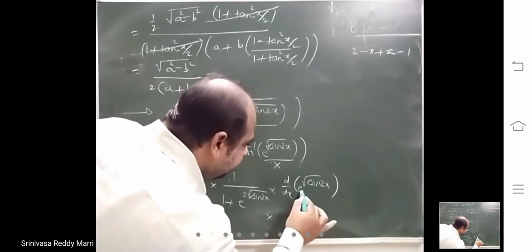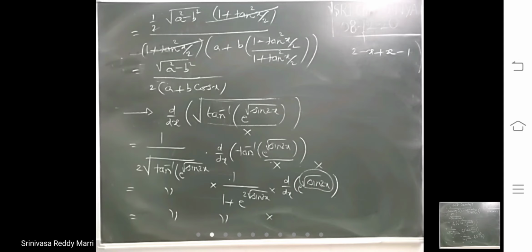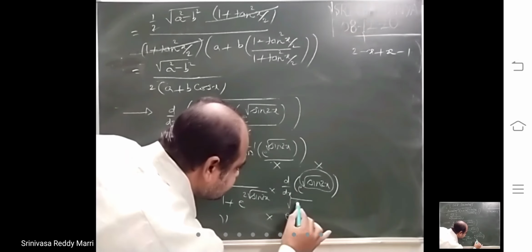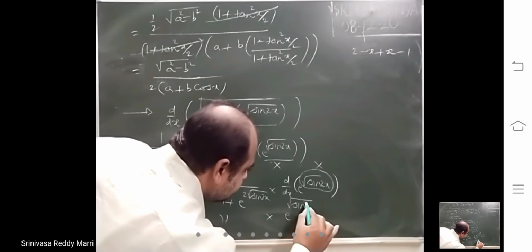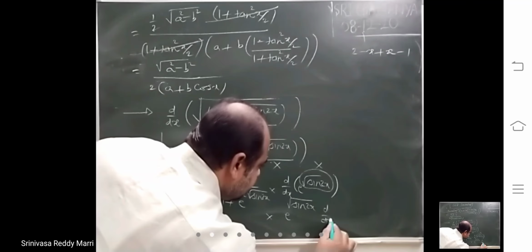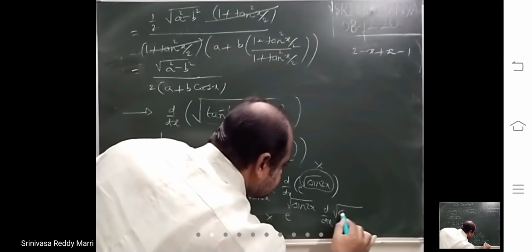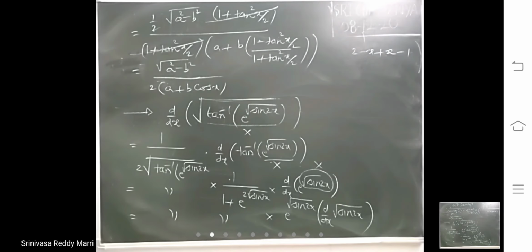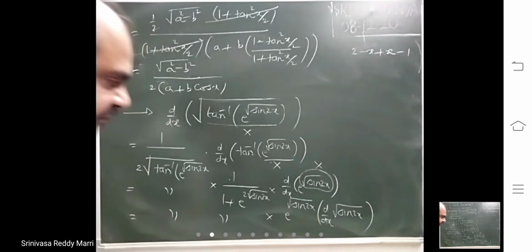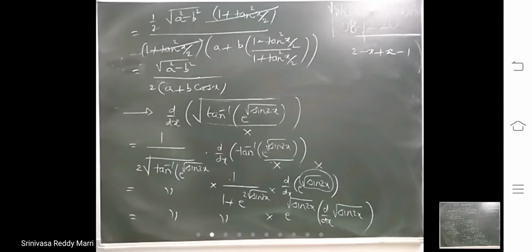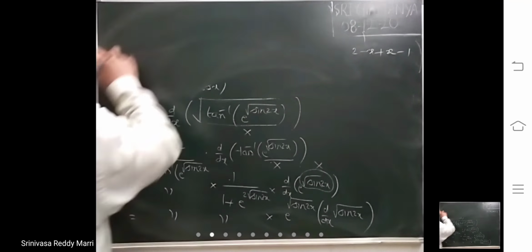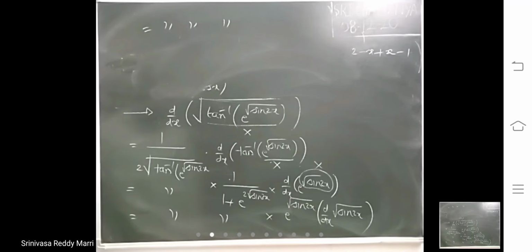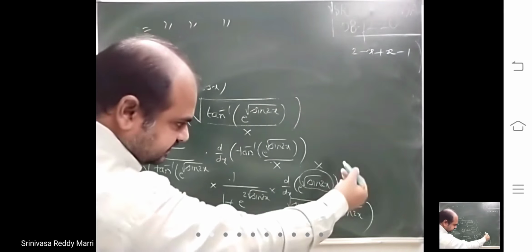This completely you take as x. E power x: the derivative of e power x is nothing but e power x, the same, into d by dx of root of sine 2x. E power x into d by dx of x. So till here it remains the same. Again fresh differentiation. By experience you can write fast; for the time being, if you can't write fast, do follow step by step.